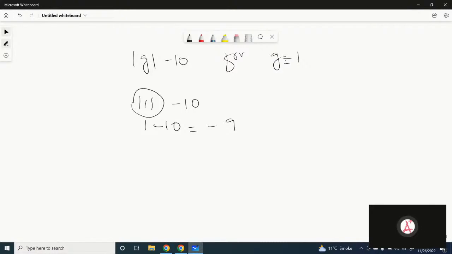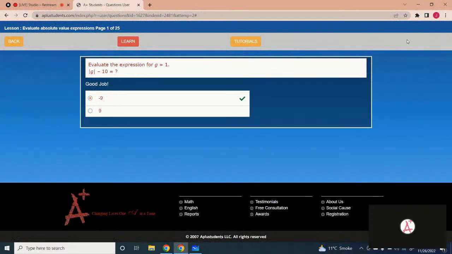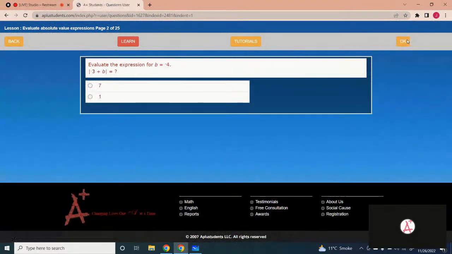Okay, let's just select the correct option and click on the OK button. Negative 9, and then click on the OK button. Okay, the next one is negative 3 plus b, and b is negative 4.